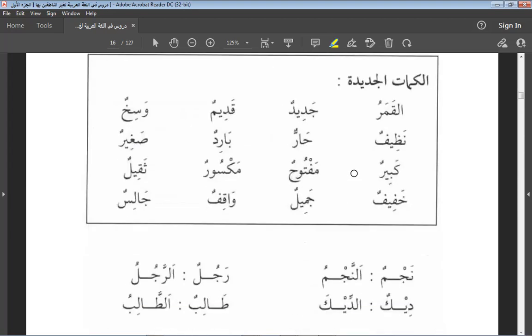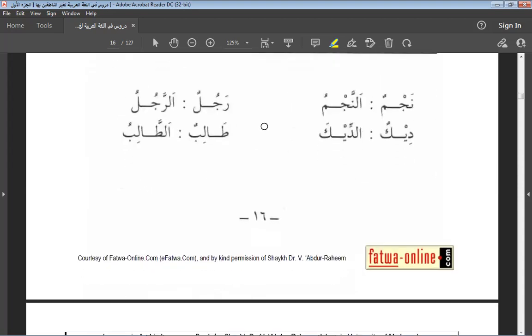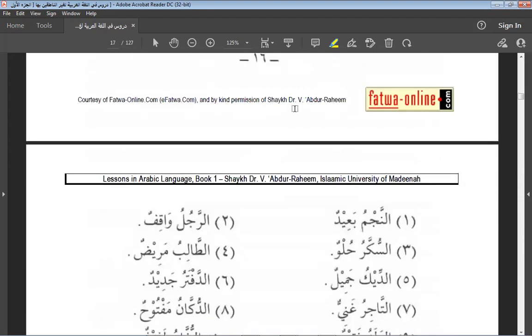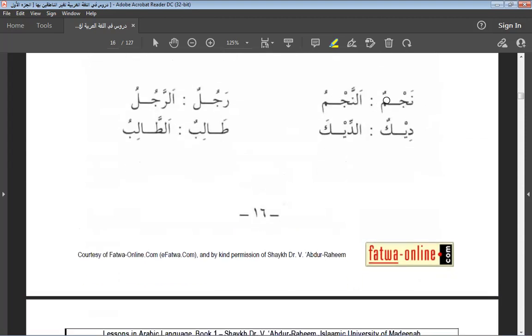Okay. Then it brings us to al-kalimat al-jadida. Inshallah, we would fix meanings for all these. Al-qamar jadidun qadimun. We've seen all these words, so nothing new in the al-kalimat al-jadida. Okay, so he brings us again in the same vein najmun, a star. We've seen this word already, najmun, a star, and an-najmu, the star. Rajulun, indefinite, ar-rajulu, definite. Dikun, a cock, ad-diku, the cock. Talibun, a student, at-talibu, the student.